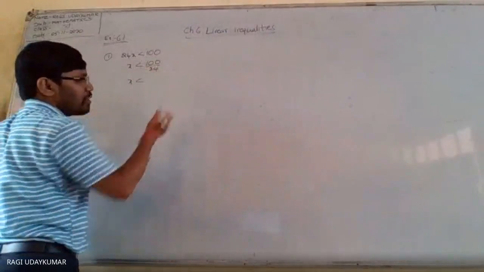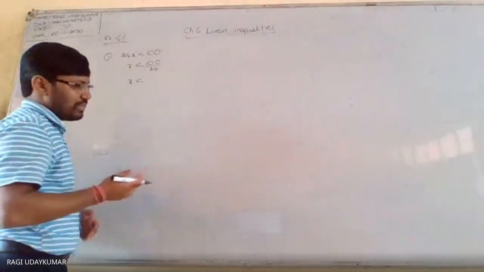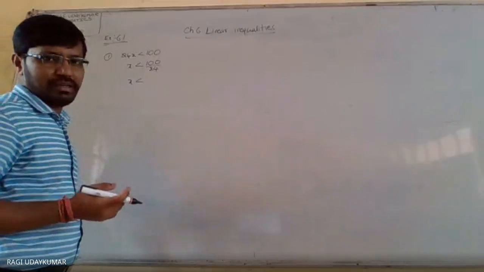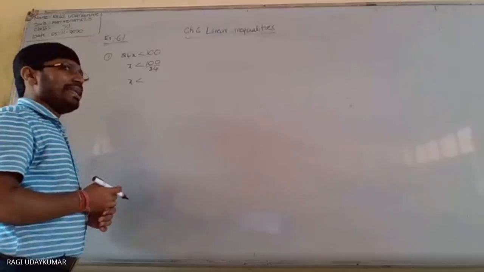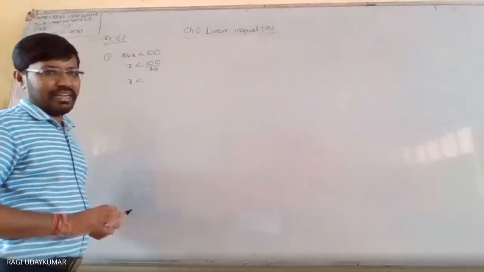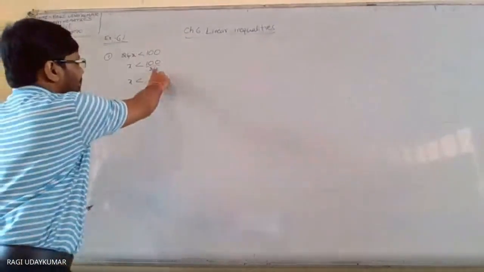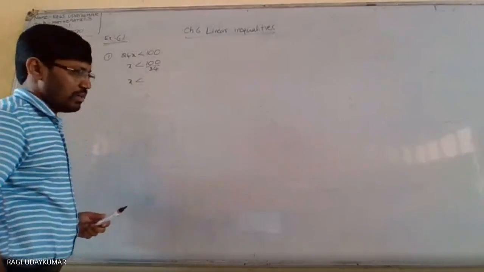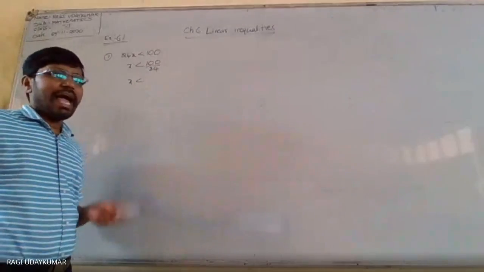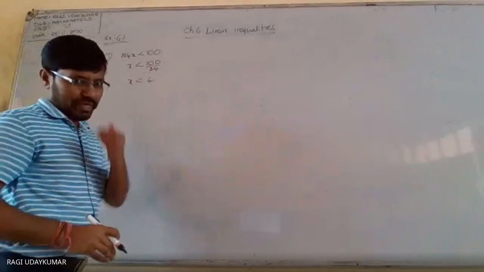So x is less than 100 by 24, which is nothing but 24 fours are approximately 25 by 6. Huh? 25 by 6. Nah, you directly think here 25 fours are 100. Divide 100 with 24. If you are having denominator 25, 100 numerator, 4 is the answer. As you are having 24, what do you get here? More than 4 point something you will get.